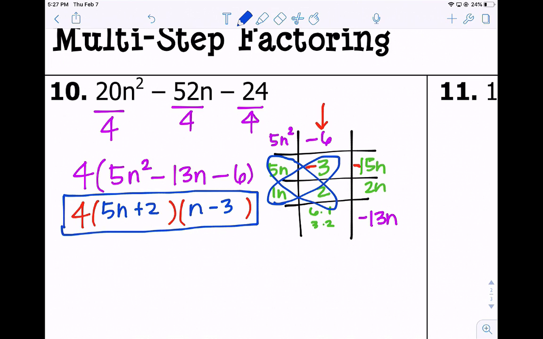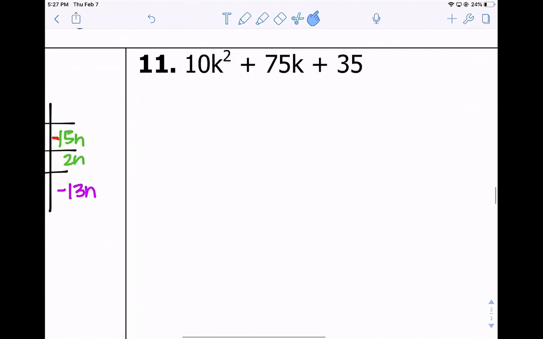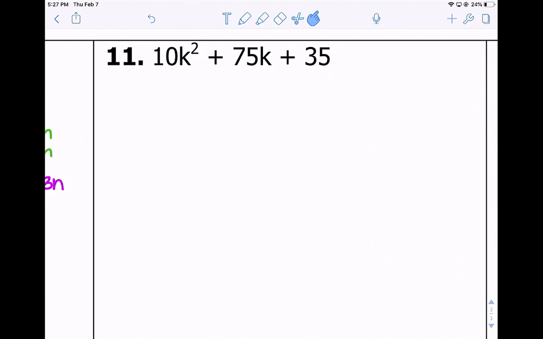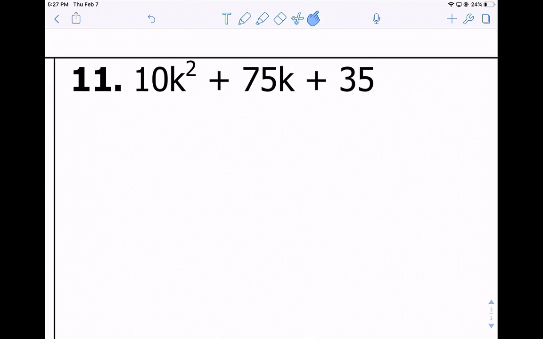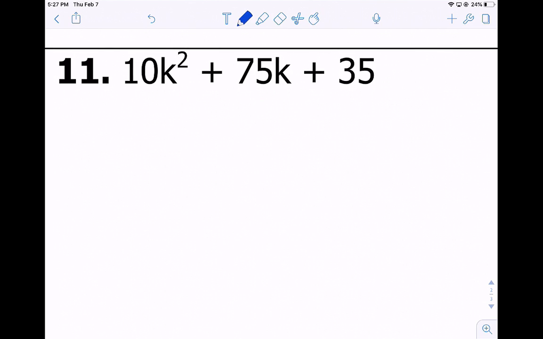All right, so let's look at another one. Number 11. So again, we're looking for first, always first, we want to look for a greatest common factor. So we're looking for a greatest common factor for 10, 75, and 35. And hopefully you know that that would then be 5. 10 doesn't work. The only other factor of 10 would be 5 and 2. 2 doesn't work. 5 would definitely work. 5 is also larger than 2, so we would try that first. So we're going to factor out 5.